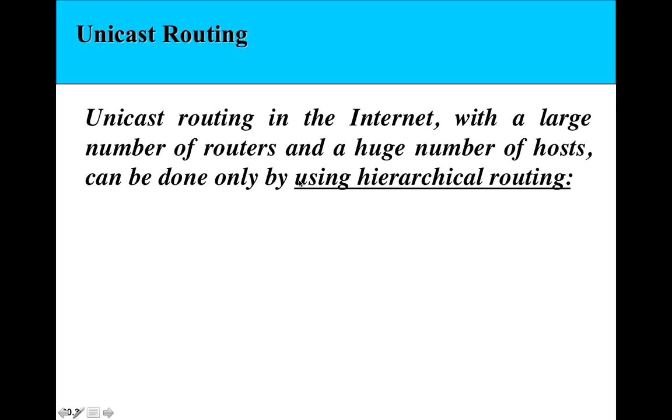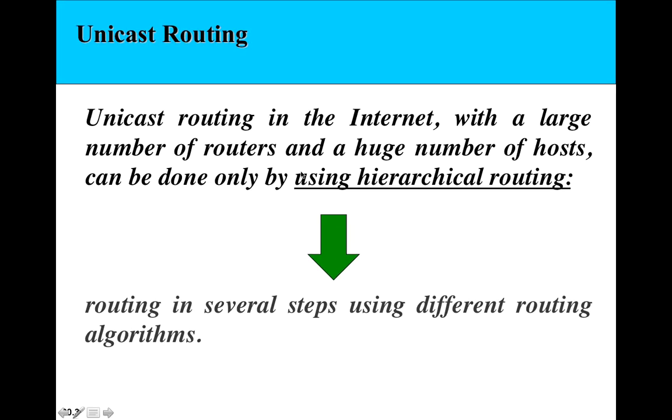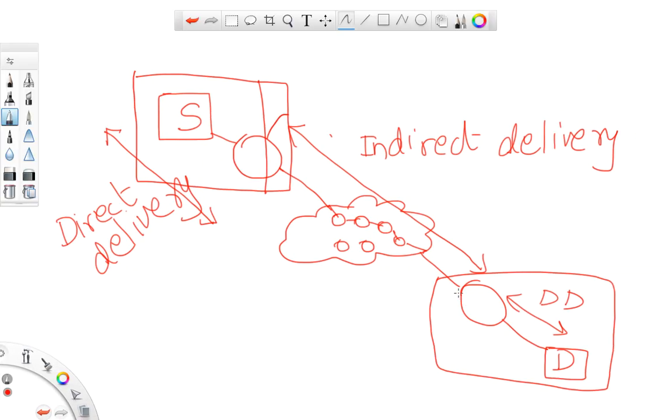So in this case, we are saying that unicast routing in the internet is done using a large number of routers and a large number of hosts. And we can only do this by using hierarchical routing, as we just saw. And we use different algorithms based on what type of network we are using.